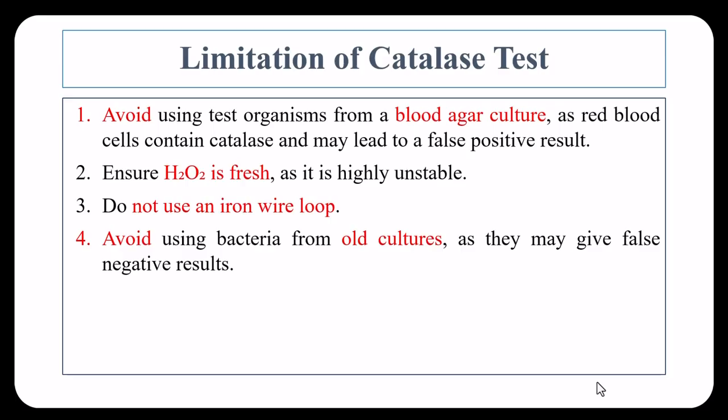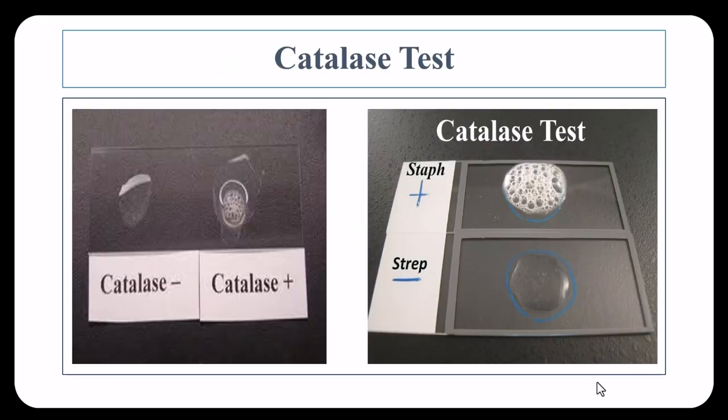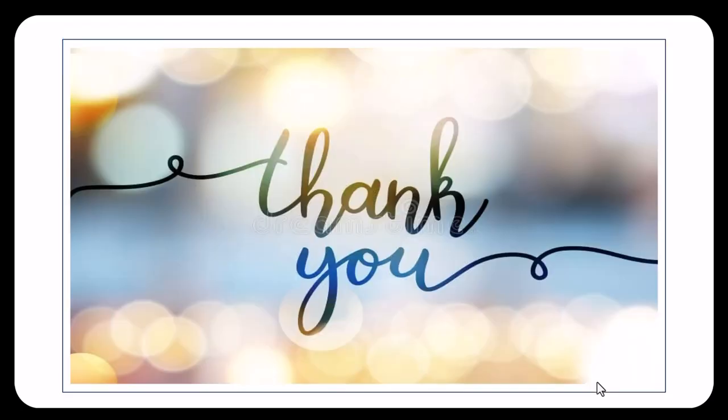a false negative result. And in conclusion, this test is simple, rapid, and very important in bacterial identification, and it is commonly used in a medical bacteriological lab to differentiate the gram-positive cocci and other bacteria. It is indicated by the bubble formation when we mix the bacterial colony with the hydrogen peroxide. That's all about this lab.